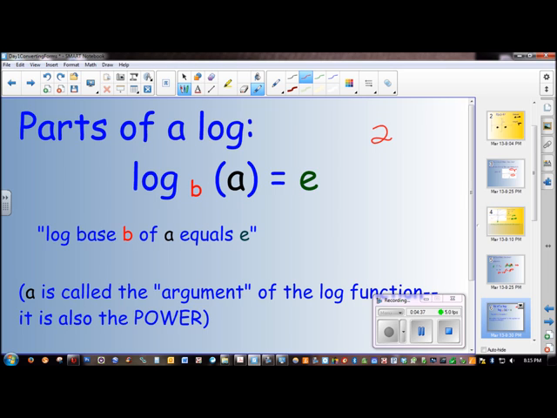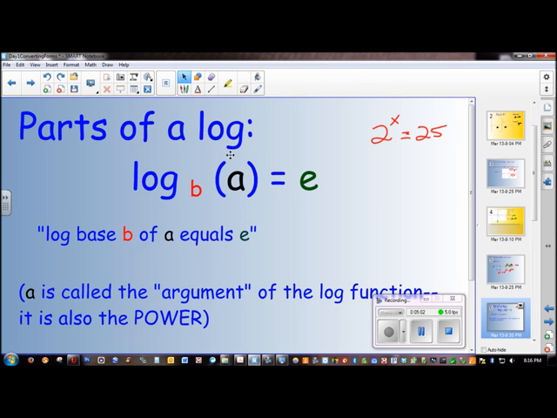Much the same way when you write an exponent, it is not as big as everything else. It's a smaller number. The font is smaller, and it's up higher. Well, this is a base, so it's a smaller font, and it's actually lower. So this is the log base b of a is equal to e. All right, so those are the different parts of the log.